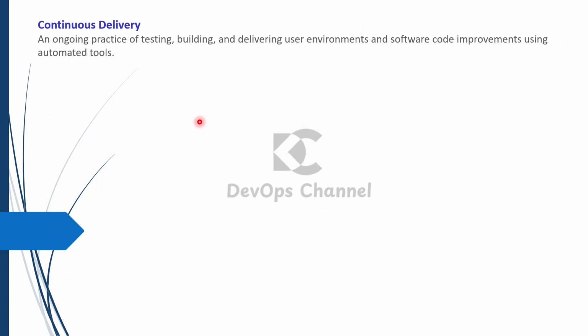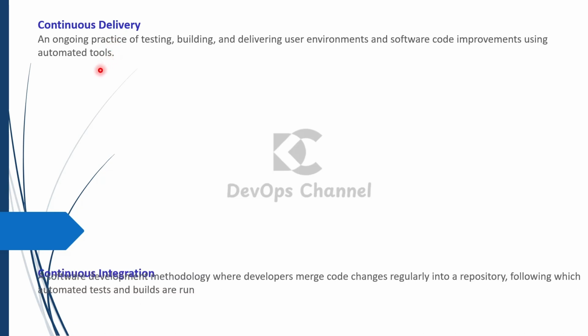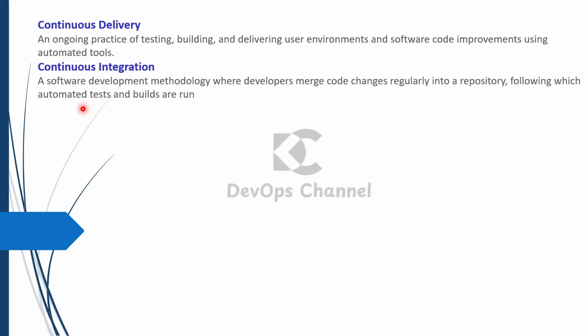Continuous delivery, we have also discussed it. It's an ongoing DevOps practice of testing, building, and delivering user environment and software code improvements using automated tools. And what is the difference between delivery and deployment? Deployment is an automated process, meaning while deploying the software, it's auto approved, but for delivery a manual intervention is required. Okay. Continuous integration, a software development methodology where developers merge code changes regularly into a single repository, following which automated tests and builds are run.